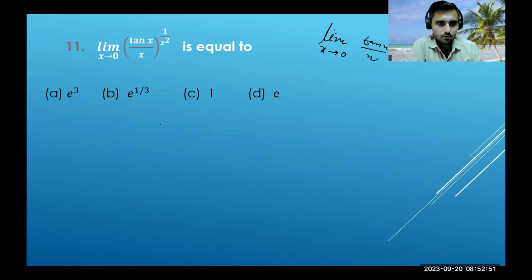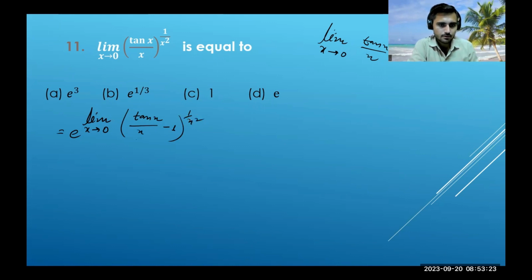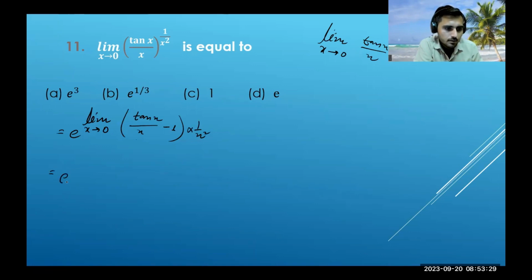We can solve it by this formula. We'll write e raised to the power limit x tends to 0 of (tan x upon x minus 1) times 1 upon x square. Now we will write it by multiplying with x square, right? So e raised to the power limit x tends to 0.